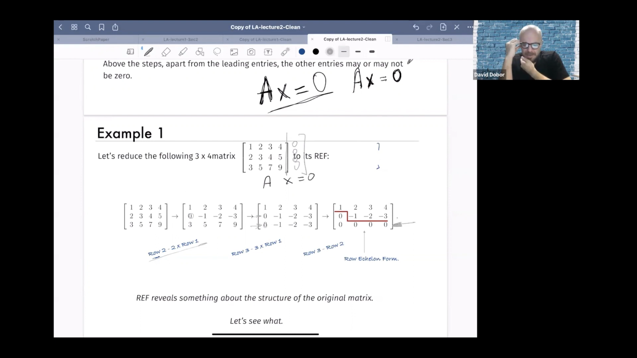Right? If you carry out the next step, which is subtract row 2 from row 3 here, you'll end up with a bunch of zeros in the third row. So apparently one of these rows was redundant. Okay, now let me ask you this.